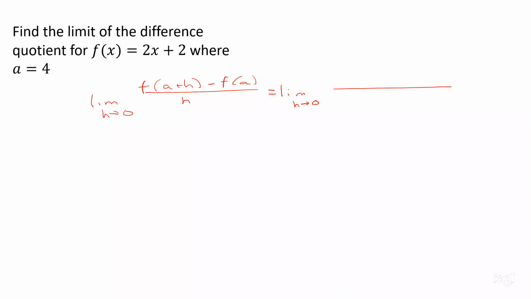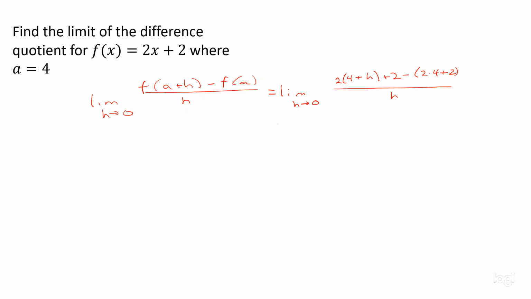So f of a plus h is going to be, a is 4, so that's 2 times (4 plus h) plus 2, minus f of a, so that's f of 4, which is 2 times 4 plus 2. And it's really important here to remember your parentheses, or else you'll get these signs wrong. And we're dividing all of this by h.